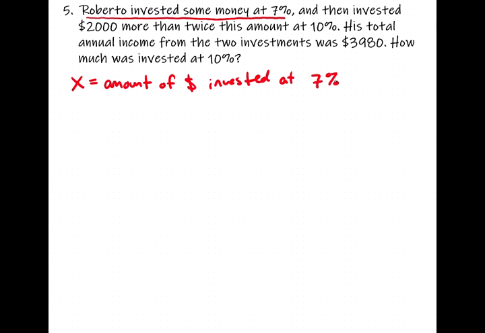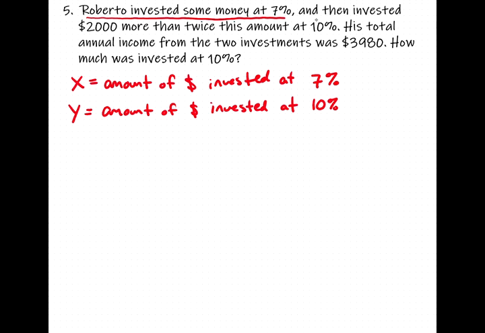And this is he invested $2,000 more than twice this amount at 10%. Okay, so let's say Y is equal to the amount of money invested at 10%. So we don't know either of these numbers. Okay. But we know a couple of other things.